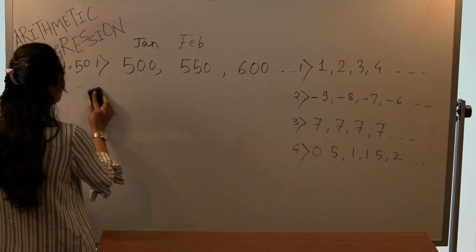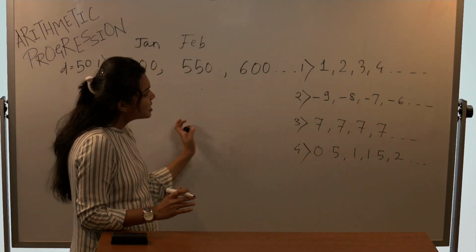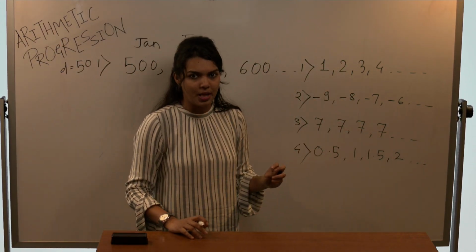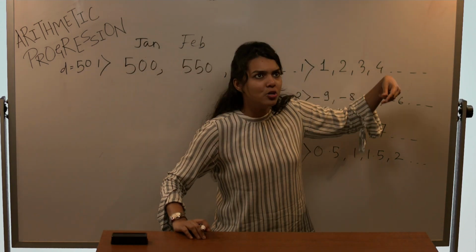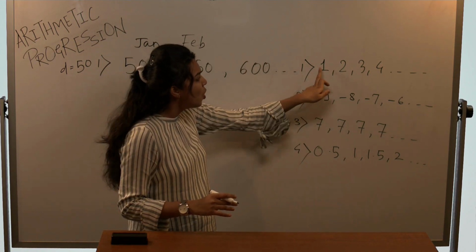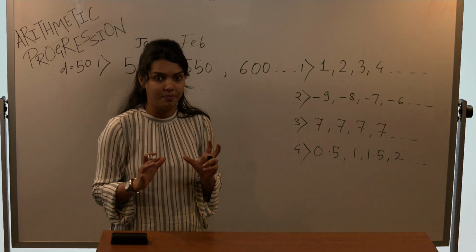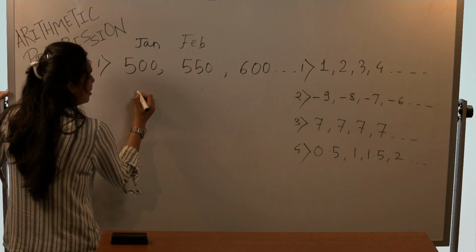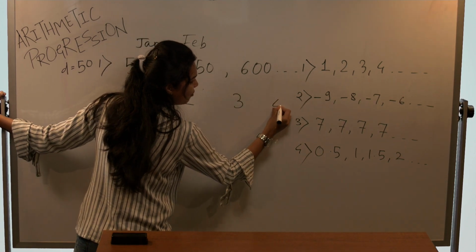We are dealing with the arithmetic progression of a sequence. So let us move to some other set of examples. In this, the series is 1, 2, 3, 4, 5, 6, and so on, up to anything. I don't care. So what is the difference between the first two consecutive terms?